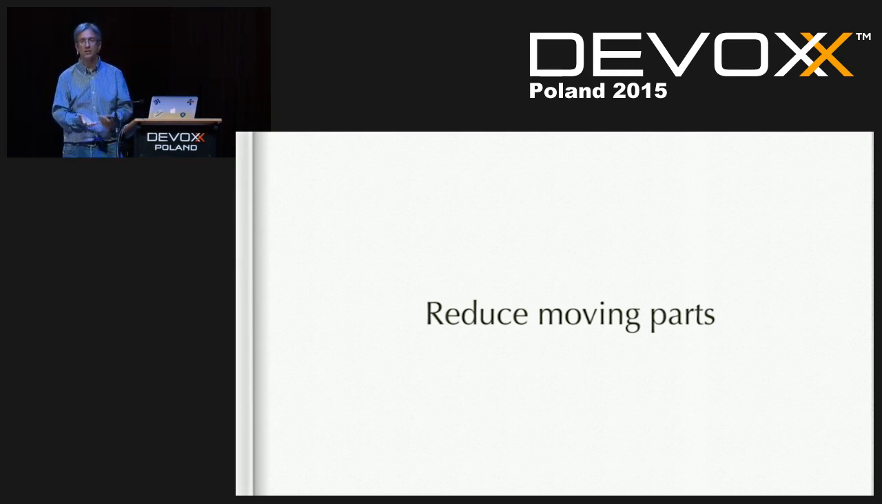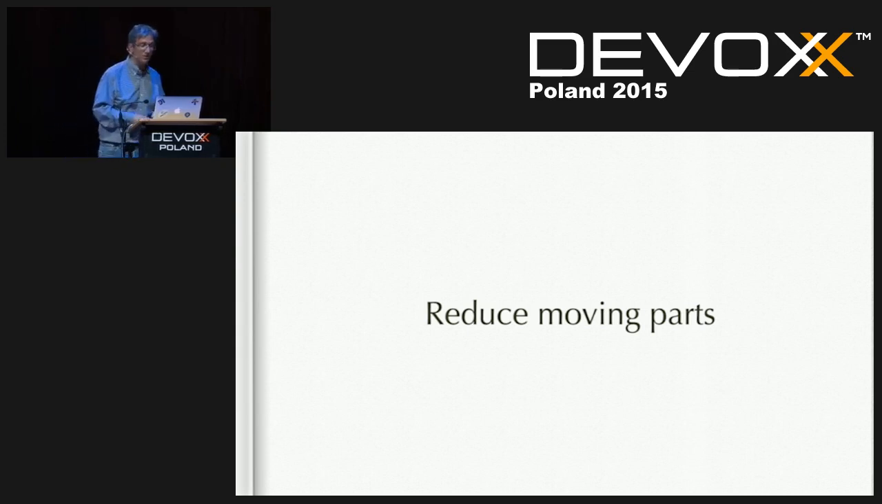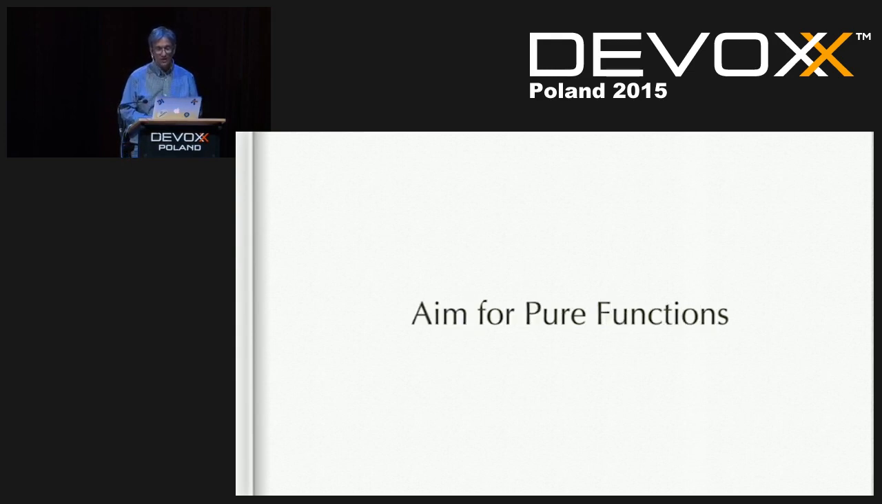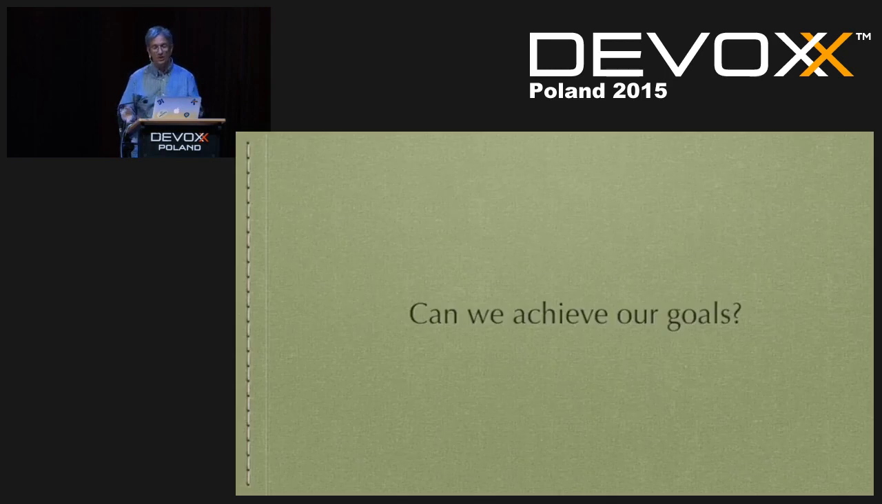I want to write correct code. If I want to write correct code, I want to reason about the code I write easily and write as little unit tests as possible for that code. And please, take that with a quote, not literally. So we aim for pure functions. Now, having given this, can we achieve our goals?